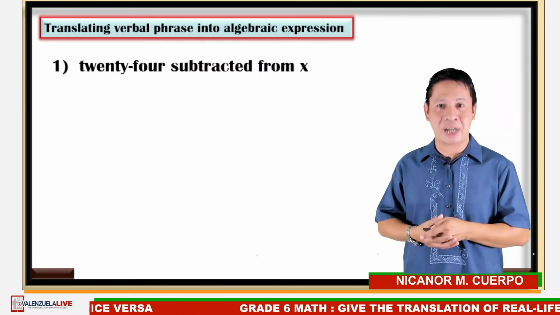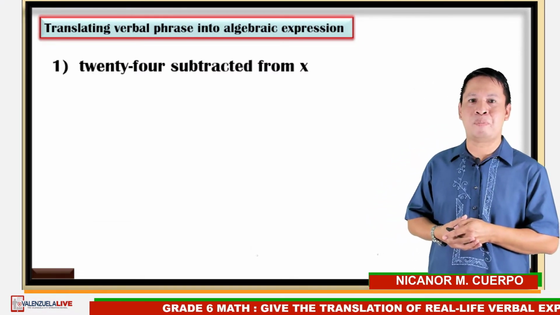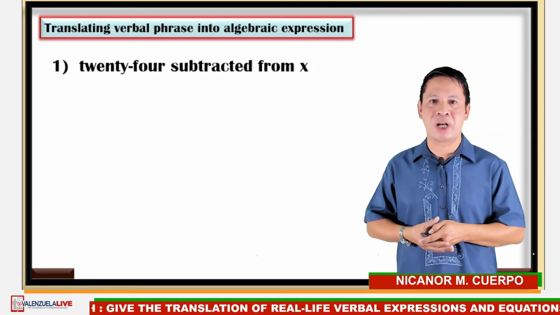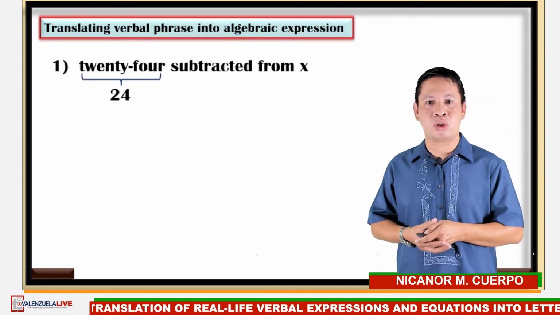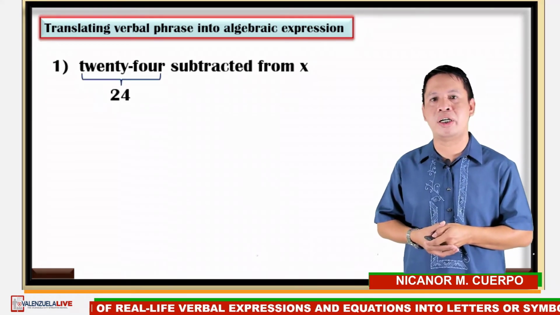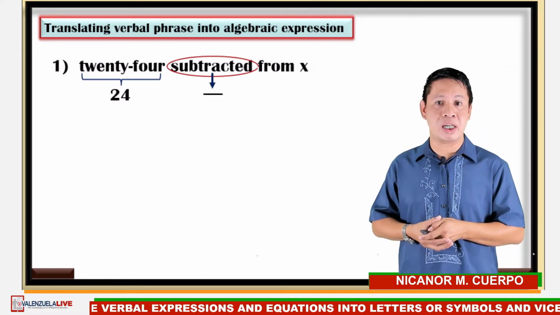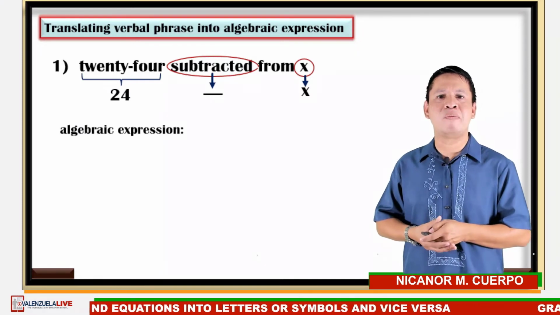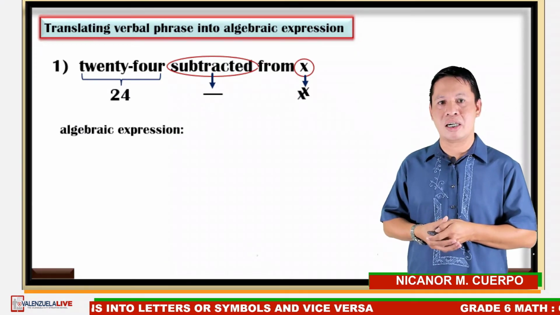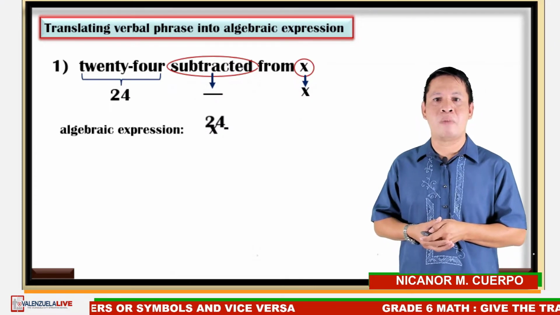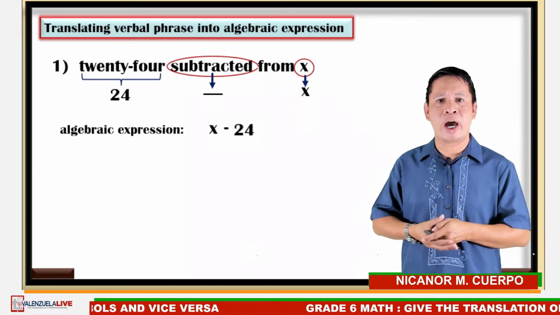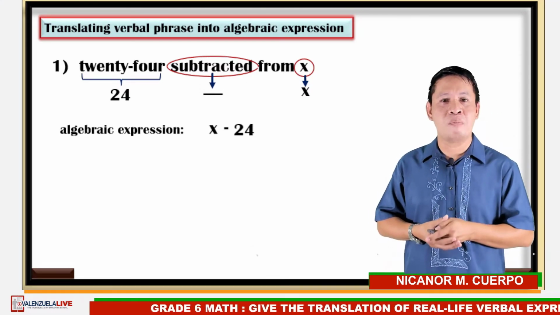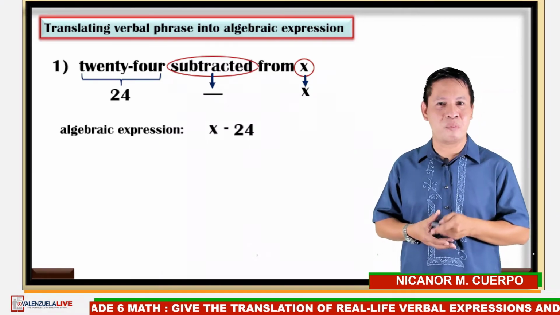Now, let us try to translate the verbal phrases into algebraic expression. For number 1, 24 subtracted from x. So 24, let's write in symbol, that is 24. Then the word subtracted means minus. And then the word x. So in algebraic expression, that is x minus 24. Now, why is x written first before 24? Correct, because of the word from x.